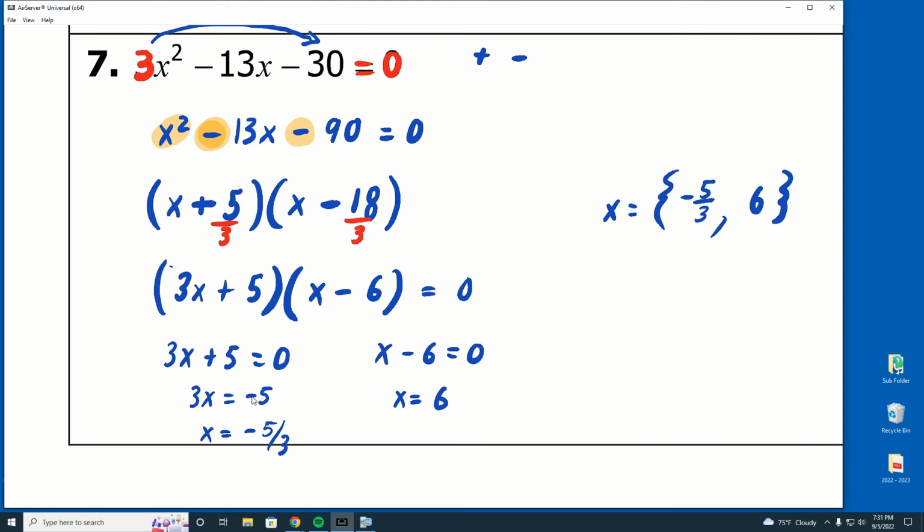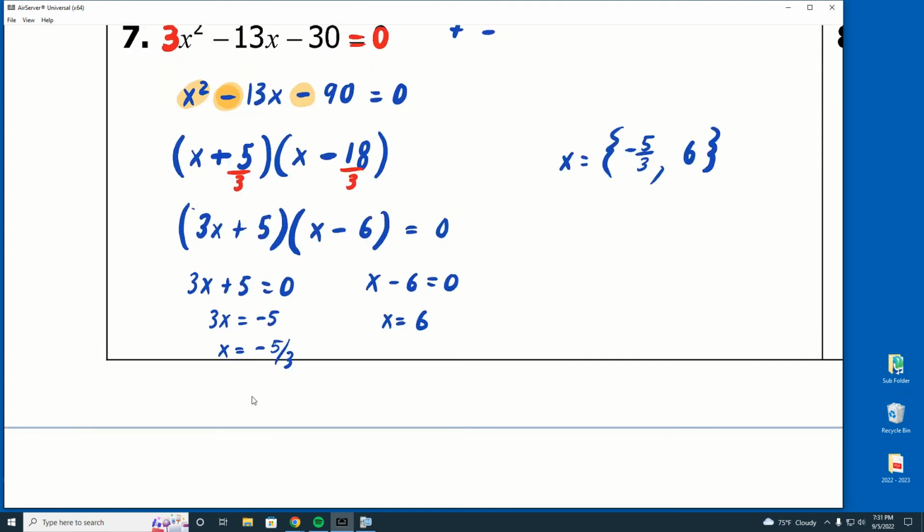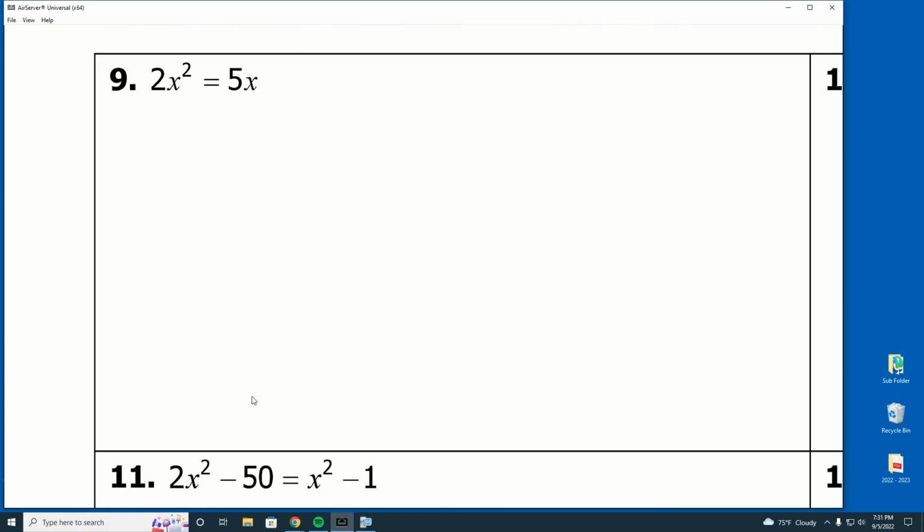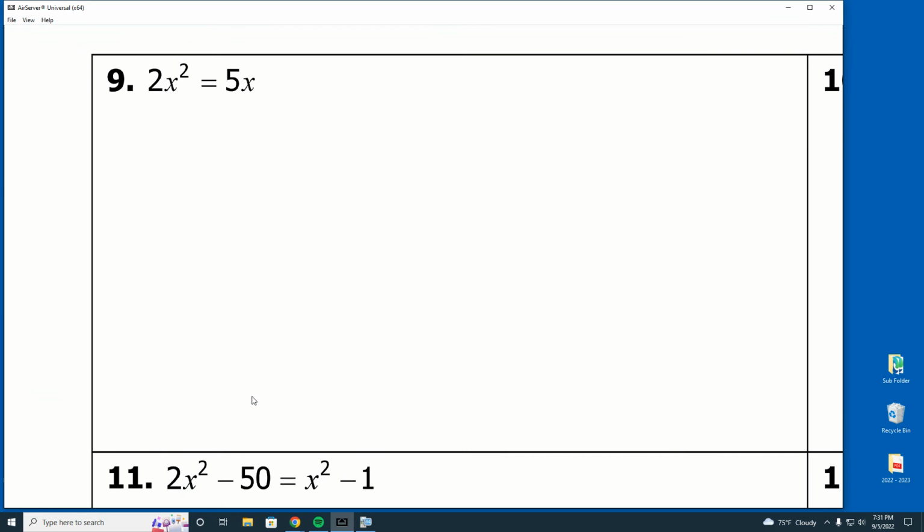So there's all the different types of factoring that we've done. So let's keep on cruising. Number 9. Now obviously you can see the difference here between the front side and the back side already. These are not set equal to 0 yet, so we have to do it. So how would we move that 5x over where it would leave the right side completely blank? We'd have to subtract it. So that's going to leave us with 2x squared minus 5x, and now we have cleared out where it's set equal to 0. Now we can step back and say, okay, then let's factor this problem.